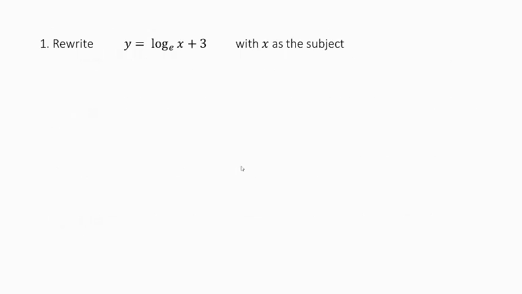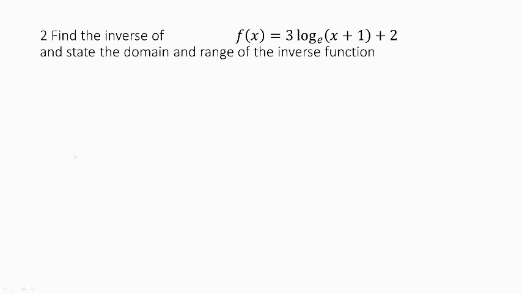So let's get started. This question says rewrite y equals natural log of x plus 3. So natural log is log base e. First thing, we transpose to take the 3 to the other side of the equation. Now, to get the x out of the logarithm, we're going to raise it to the power. So remember, the base stays the same, and the x and the y change.